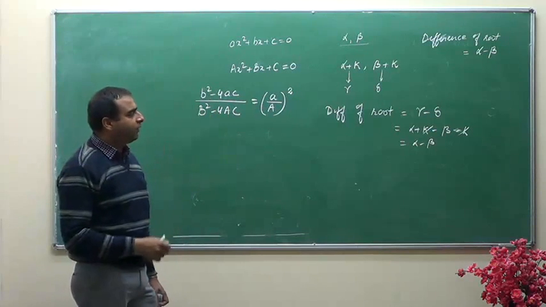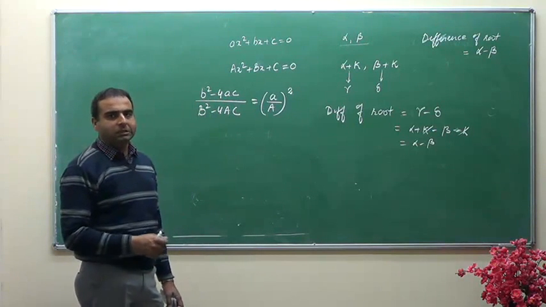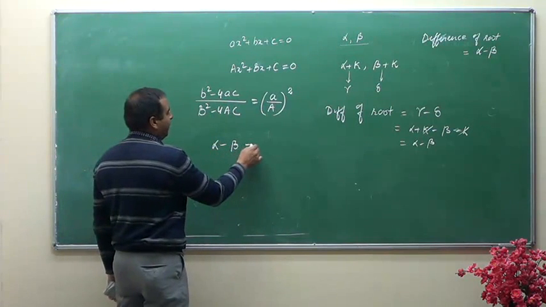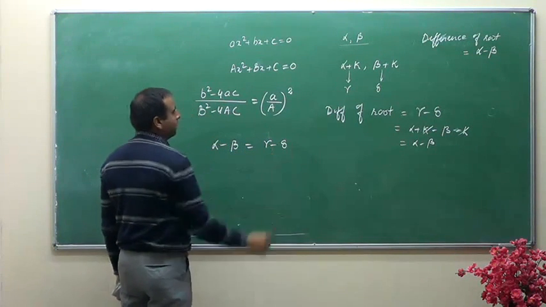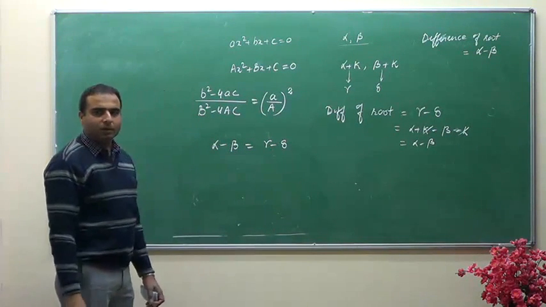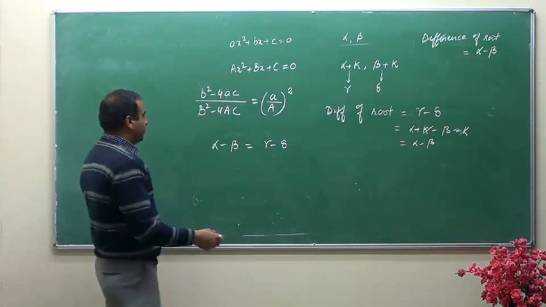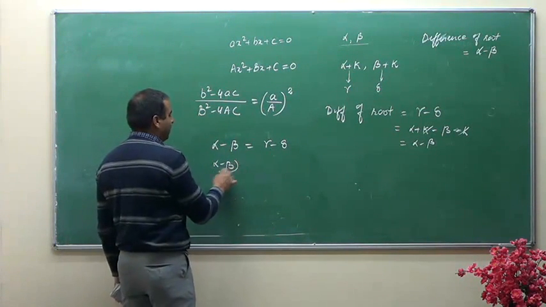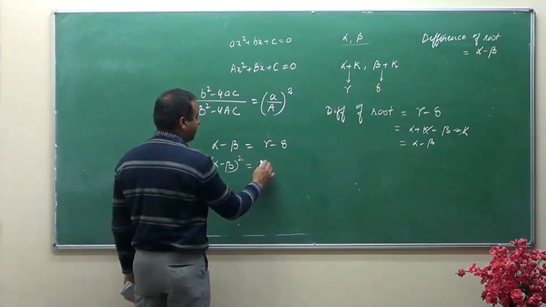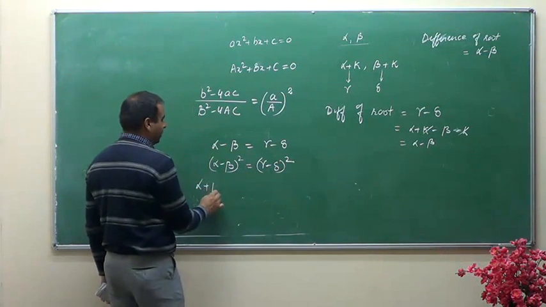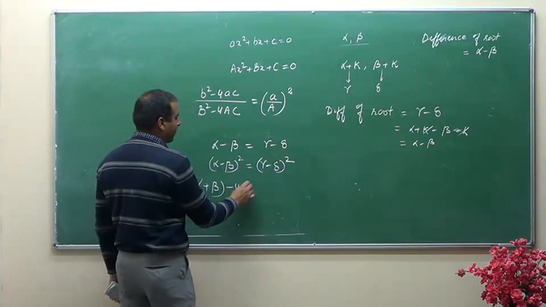इनके जो रूट्स का डिफरेंस है वो दोनों में क्या है? सेम है. So alpha minus beta is equal to gamma minus delta. Squaring both the sides, alpha minus beta whole square is equal to gamma minus delta whole square. Convert it into alpha plus beta.